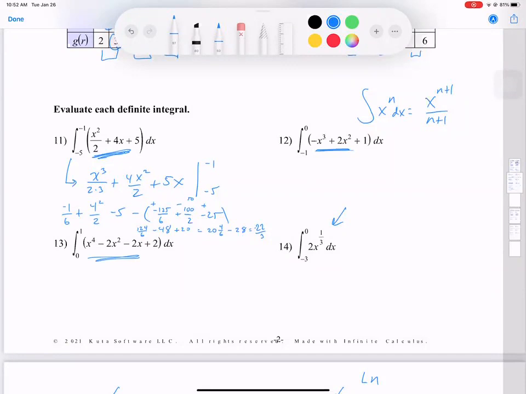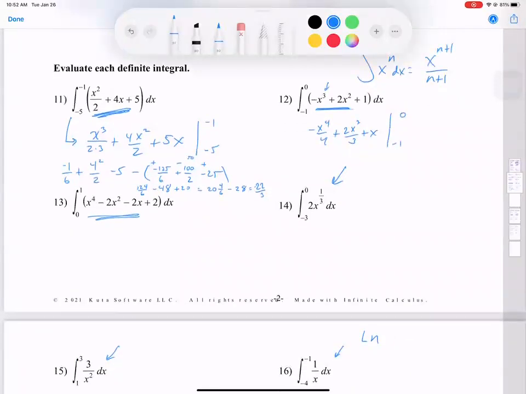Let's see. So this next one would have been negative x to the 4 over 4 plus 2x cubed over 3 plus x. Then we're going to plug in 0 and negative 1. So plugging in is not a big deal, hopefully. I'll just plug it in so you can see. It'll be 0 over 4 plus 2 times 0 over 3 plus 0. So do we really need to plug in the 0? Nope. But make sure you do that subtraction sign.